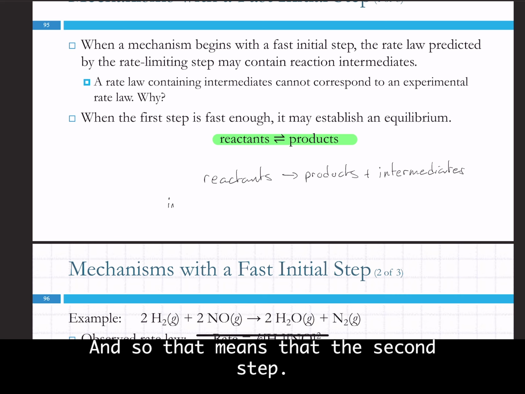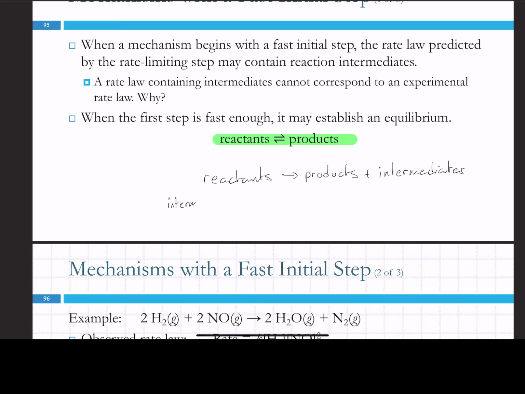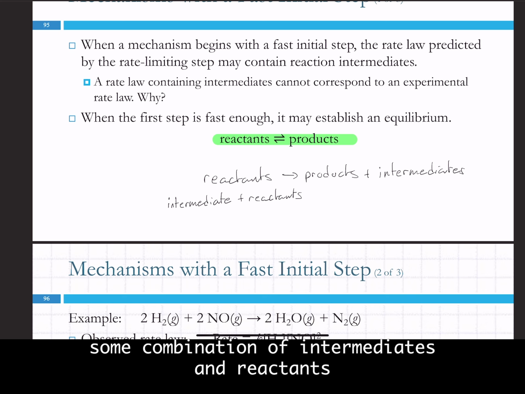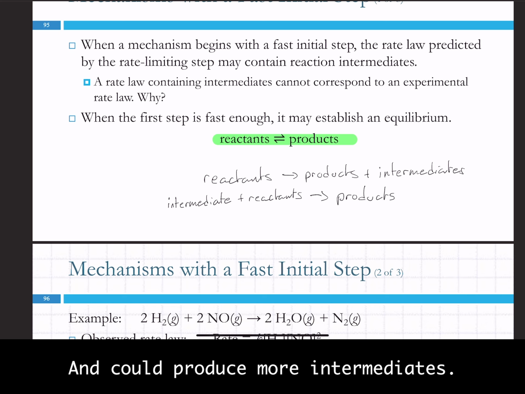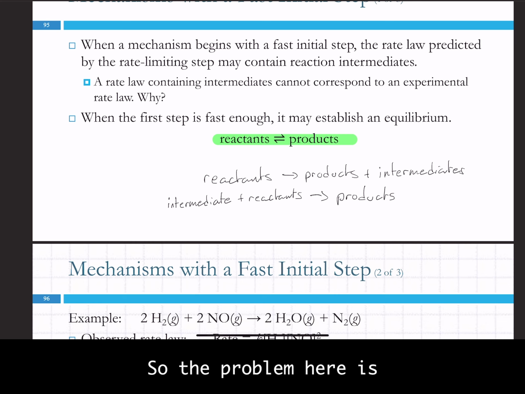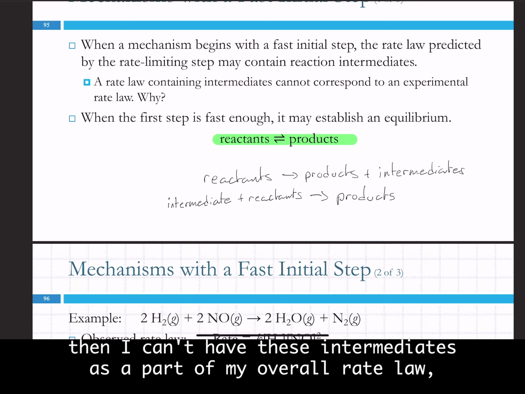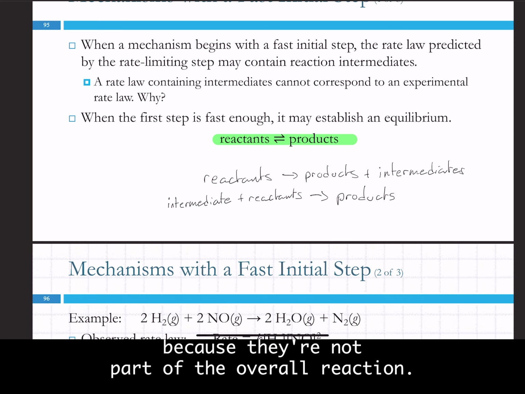And so that means that the second step will be some combination of intermediates and reactants that then goes on to produce products and could produce more intermediates. So the problem here is then I can't have these intermediates as a part of my overall rate law because they're not part of the overall reaction.